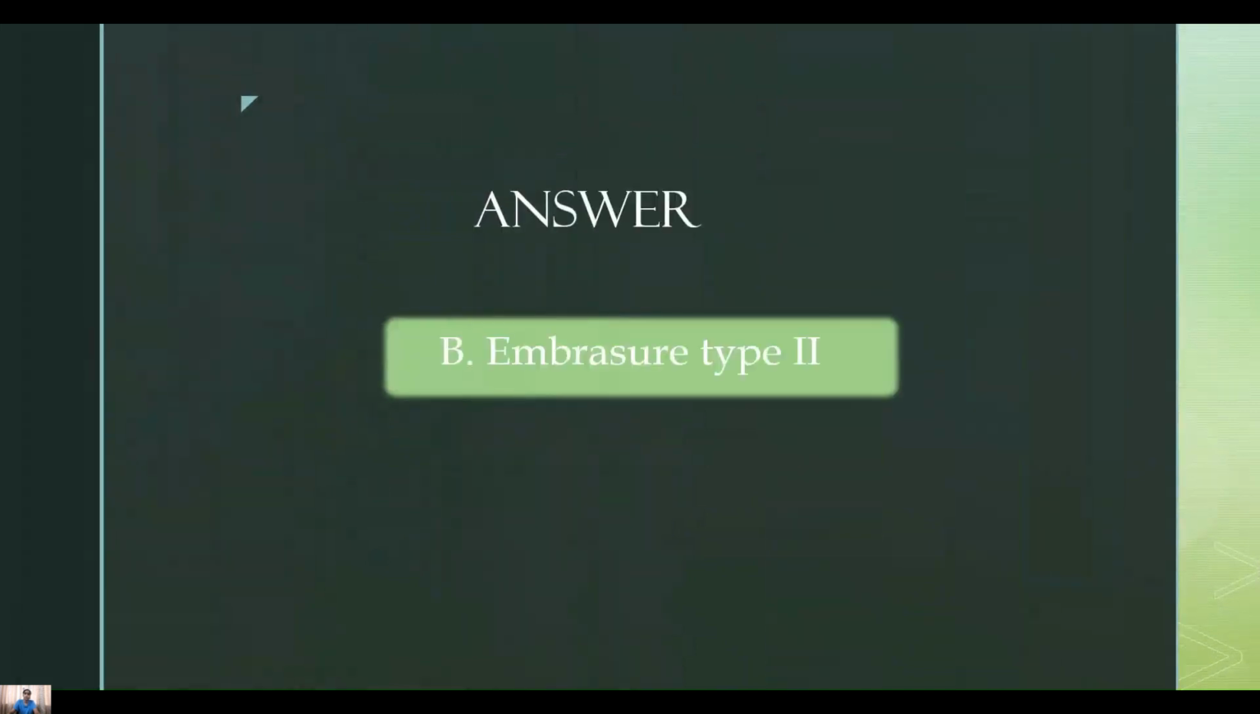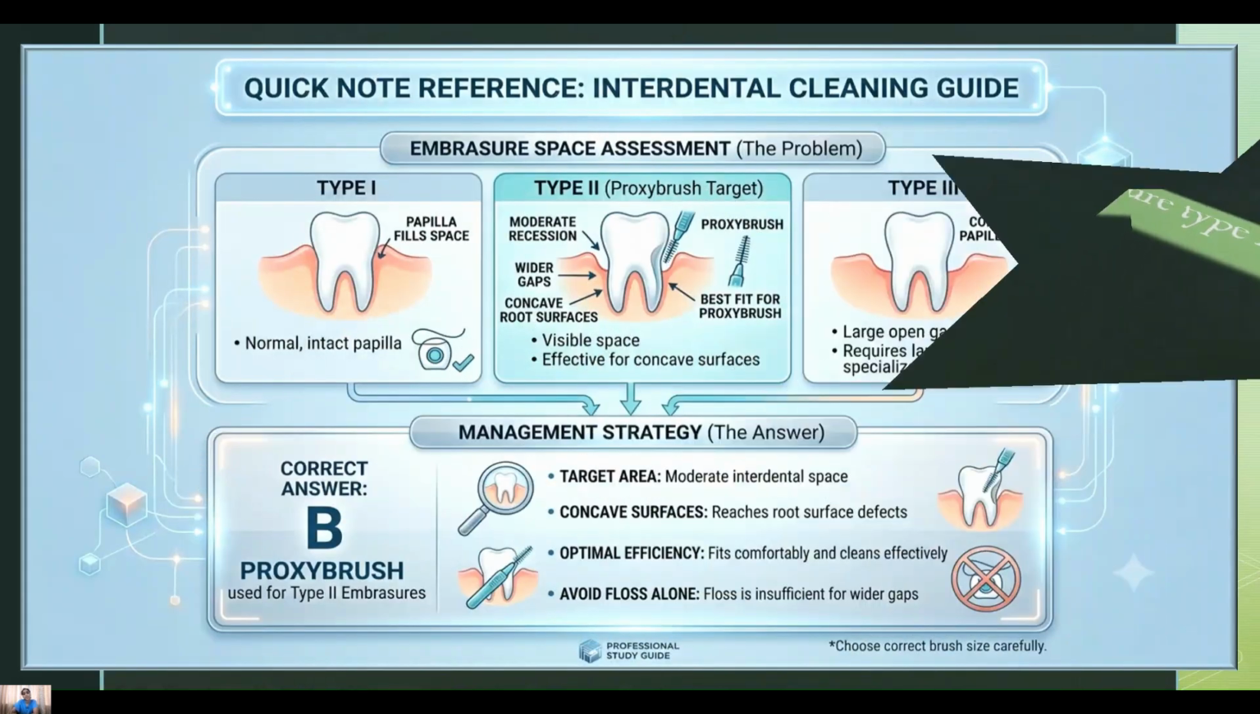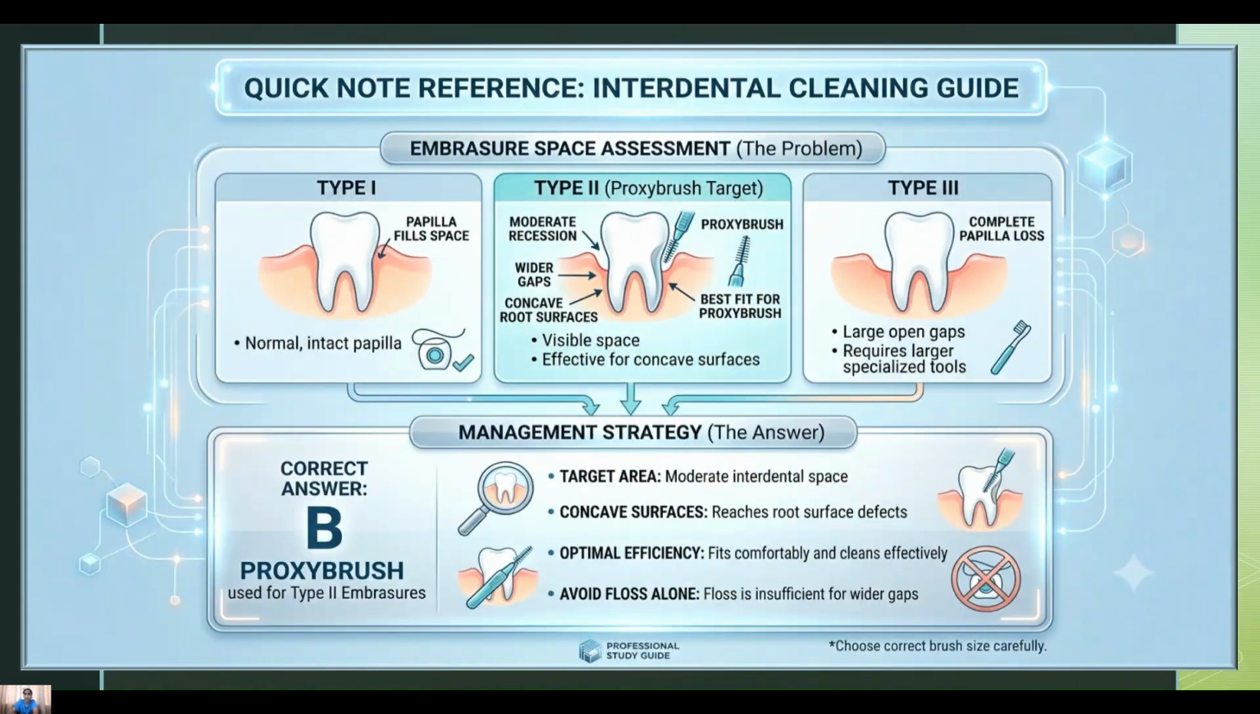Embouchure type 2. So, embouchure spaces dictate our interdental cleaning choices. In type 1, the interdental papilla fills the space completely, so we use regular dental floss. For type 2, moderate papilla recession occurs, creating a wider triangular gap. An interdental brush or proxy brush fits comfortably here to clean concave root surfaces.